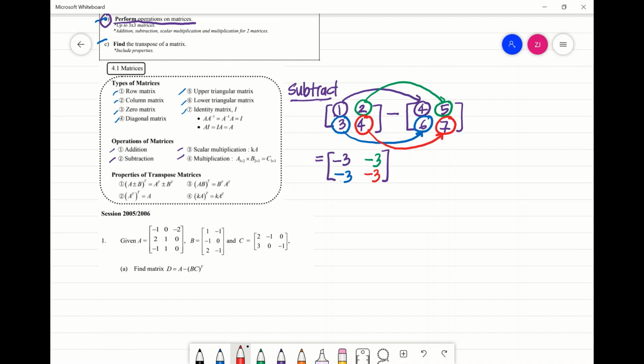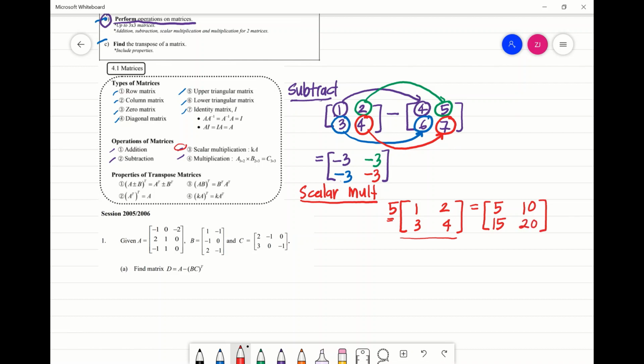Next, how to perform scalar multiplication. Scalar multiplication means if you have a scalar multiplied by a matrix, we multiply each and every element in the matrix by the scalar outside. For example, if we have scalar 5 multiplied by this matrix, we multiply each of the elements. So we have 5 times 1 is 5, 5 times 2 is 10, 5 times 3 is 15, and lastly 5 times 4 is 20. That is how we perform scalar multiplication.